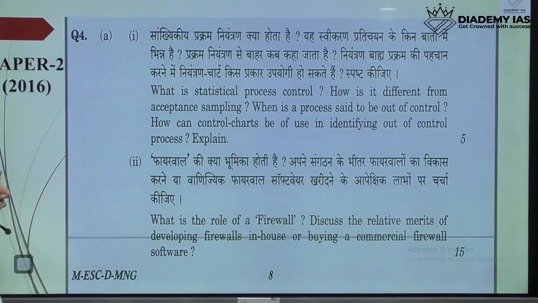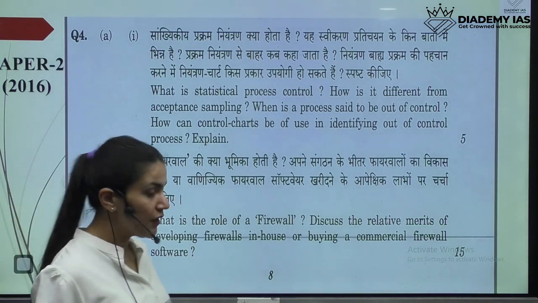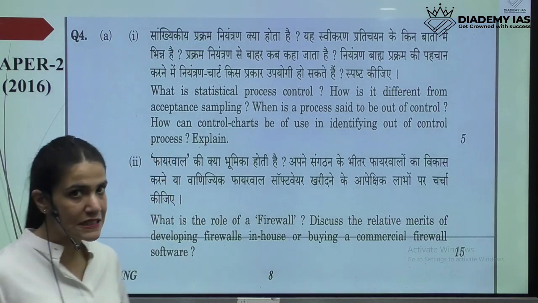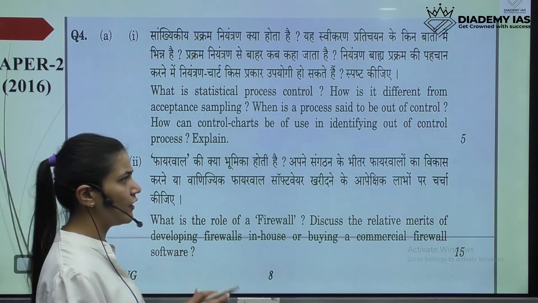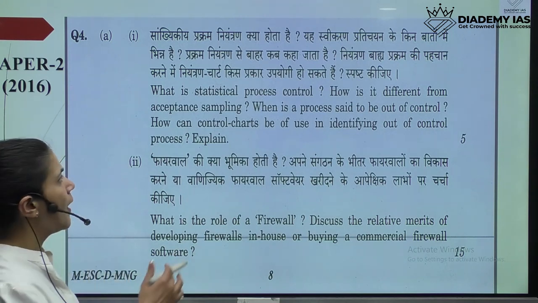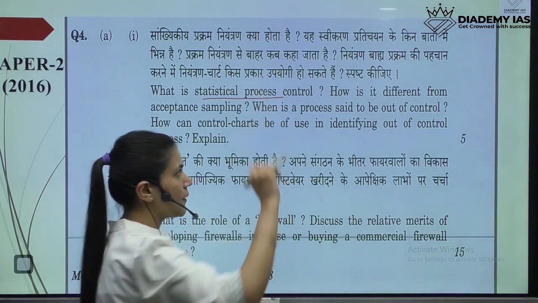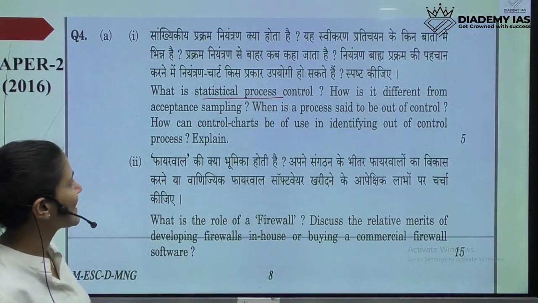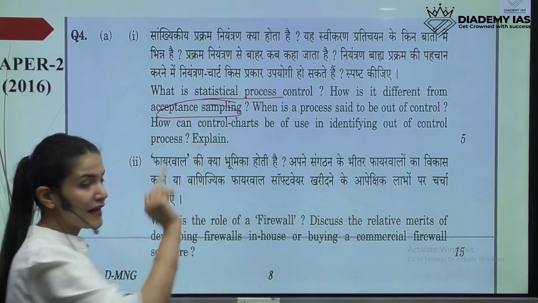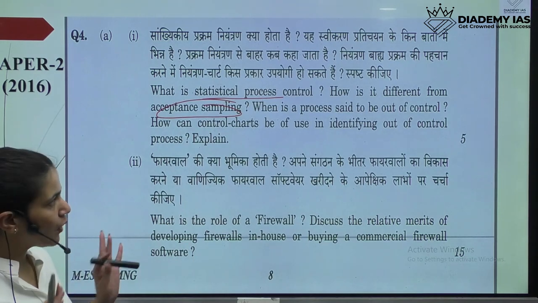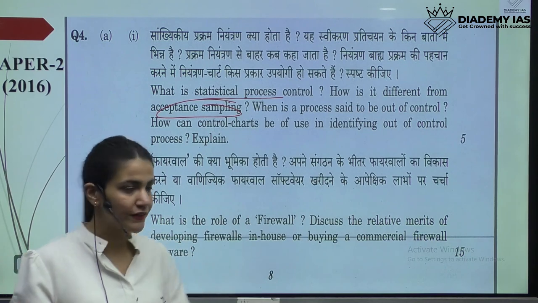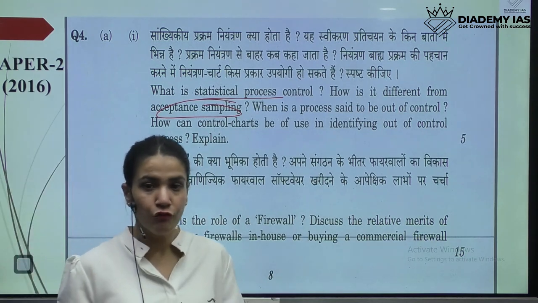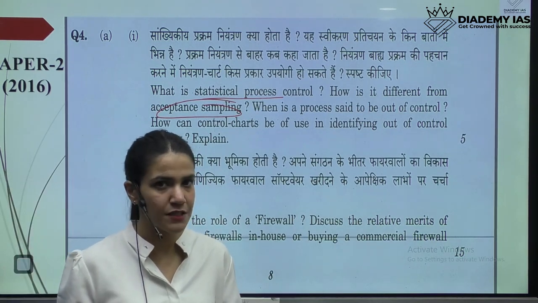Moving on, another similar question was asked in the year 2016. I have specifically included it because this is basically a theory-based question, and they have asked you what is statistical process control and how it is different from acceptance sampling. So you are going to draw a table, and in a tabular form, you're going to explain the difference. It gives a good presentation for you as a UPSC aspirant.